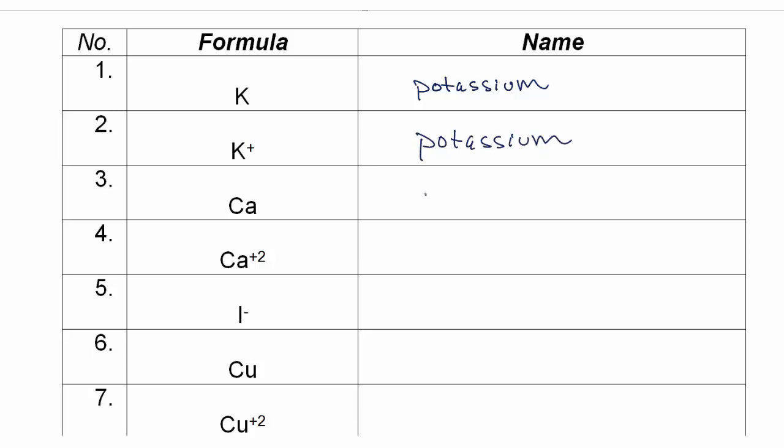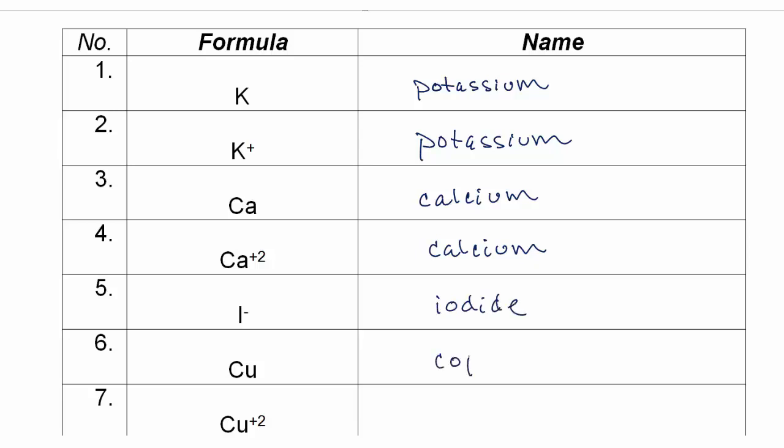Same idea with calcium. Calcium is in group 2, so just calcium. Its charge is fixed. No Roman numerals for fixed metals. Here we have I minus. It has -1 because it's 1 away from the nobles. So remember, not iodine, but iodide.